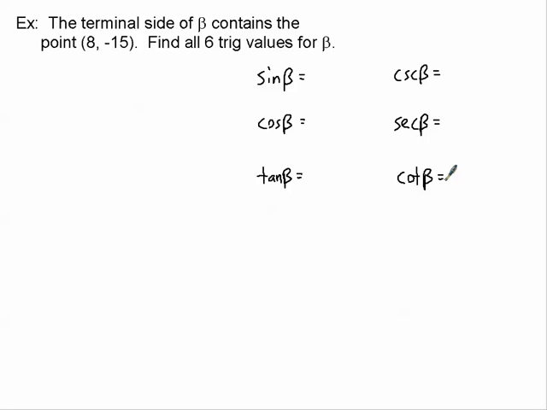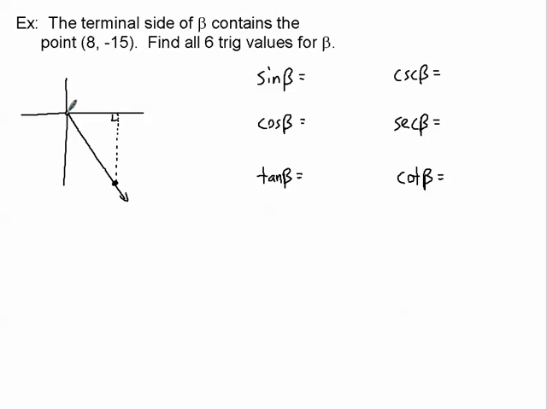So I'm still going to draw a picture. (8, -15) I know is not on the unit circle because that would be a much bigger radius than 1, but I can still draw where (8, -15) is. It's approximately right there. And I can draw an angle that goes through there. In this case, we're in the 4th quadrant. And I'm just going to make a triangle, always to the x-axis, my right triangle.